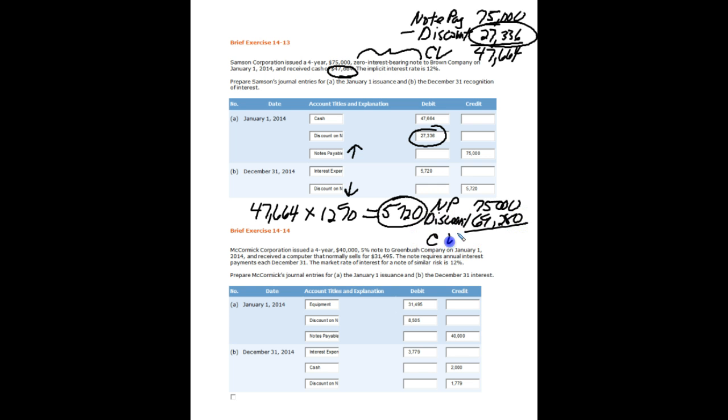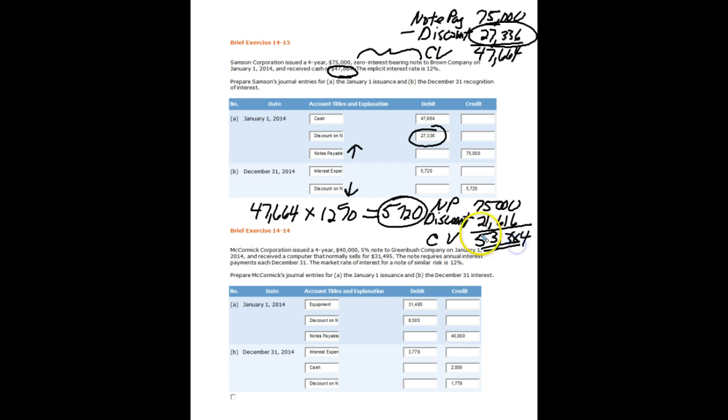So now the carrying value of the note is, oops, I said that all wrong. So I've come in and corrected that. So again, the note payable will stay at $75,000. The discount started at $27,336. We'll reduce it $5,720. So its new balance is $21,616. Then the carrying value, $75,000 minus the $21,616, gives us a carrying value of $53,384.